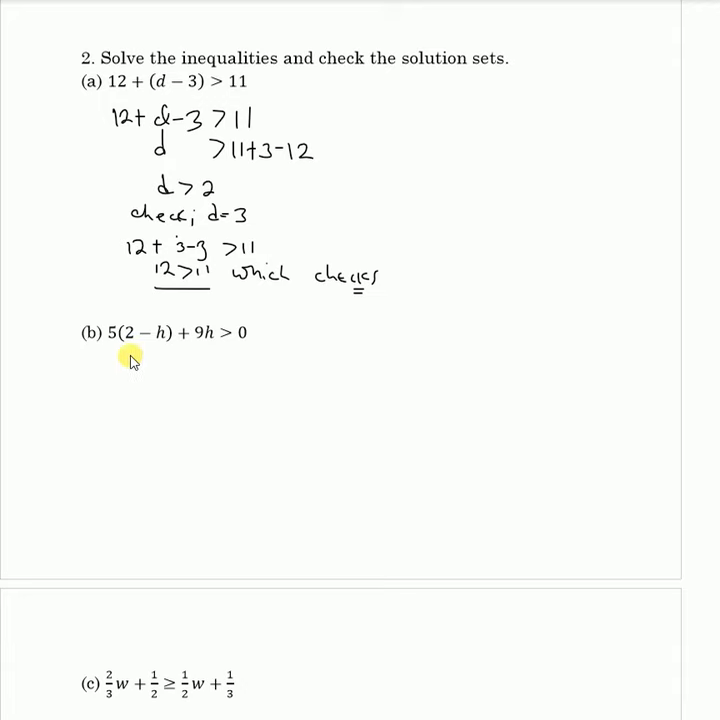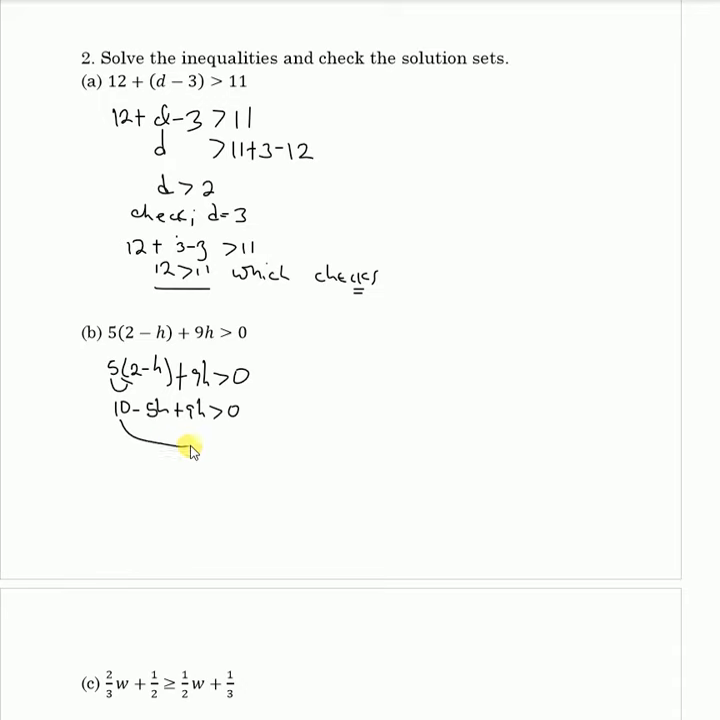Part B, 5 into 2 minus h, plus 9h is greater than 0. Let us open the brackets. 5 times 2, that one is 10, minus 5 times h, that one is 5h, then plus 9h greater than 0.